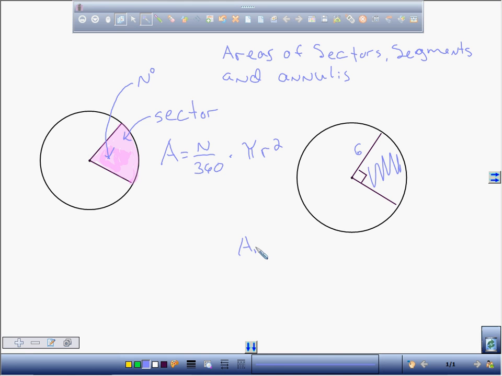So area equals, what's n in this case? 90 over 360 times pi times 6 squared. And a lot of times these fractions reduce nicely. How can I reduce 90 over 360? 1/4. And what's 6 squared? 36. And so you get, 4 goes into 36 how many times? 9 pi. And if that's in inches, you could just leave it exactly as 9 pi inches squared.